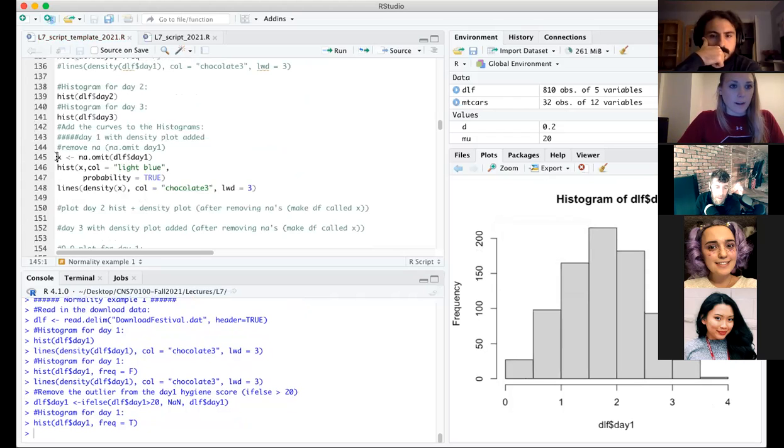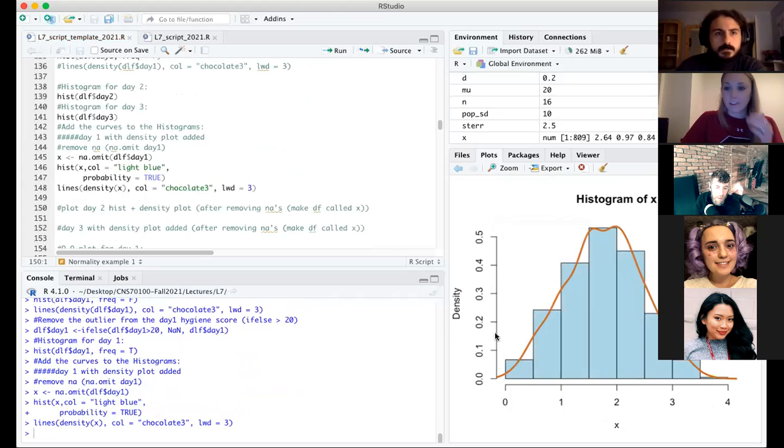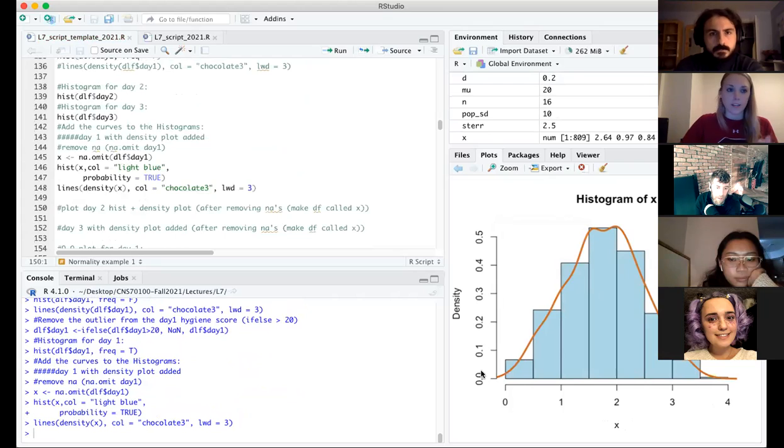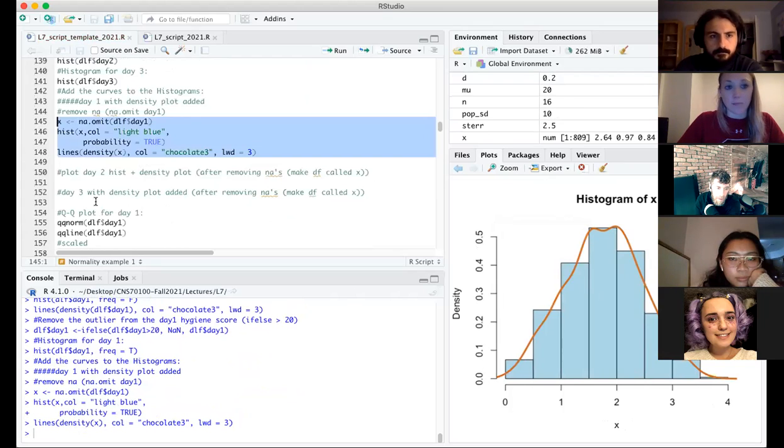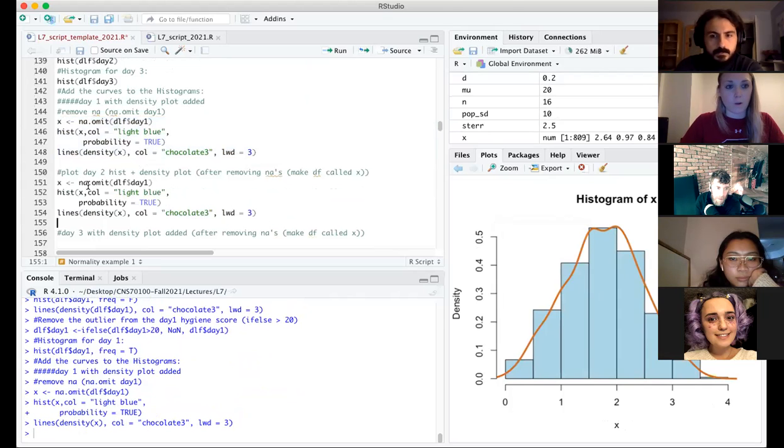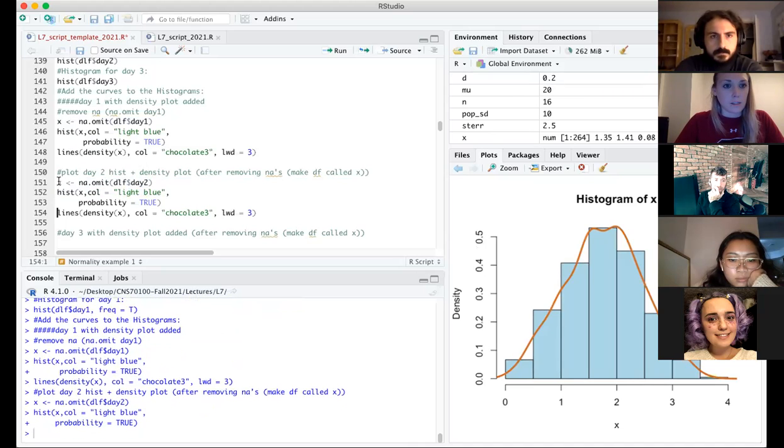Okay, so we have our NaNs being removed, and then we have our density line. We have a pretty normal distribution here. Now we can do the exact same thing. I'm just going to copy and paste this for day 2. The only thing I'm changing here is the 2. I don't think we have any NaNs in day 2, but I'm going to remove them anyway. If there are no NaNs, this won't do anything, so it's fine to do either way. It'll just make sure I don't get any errors.